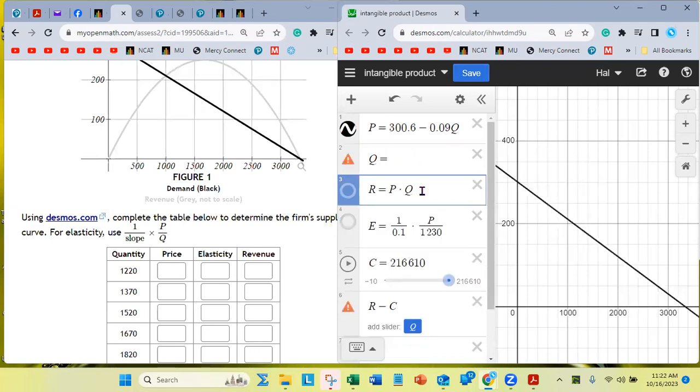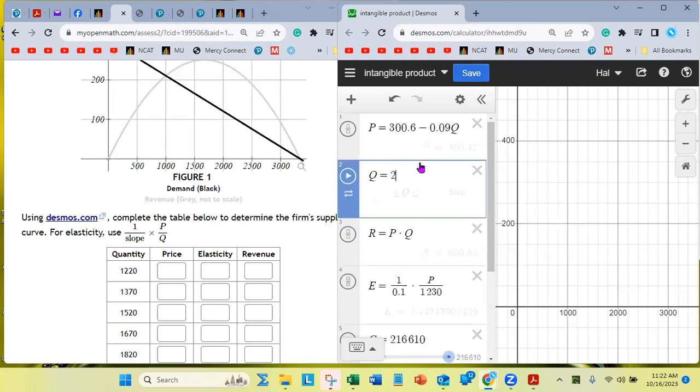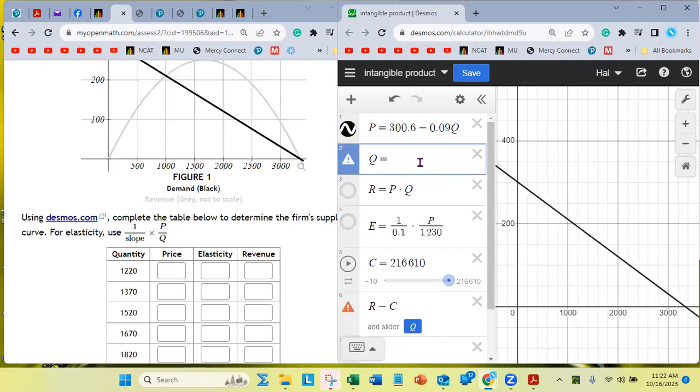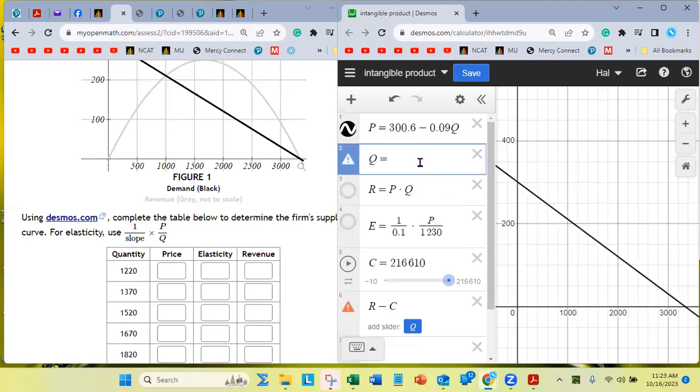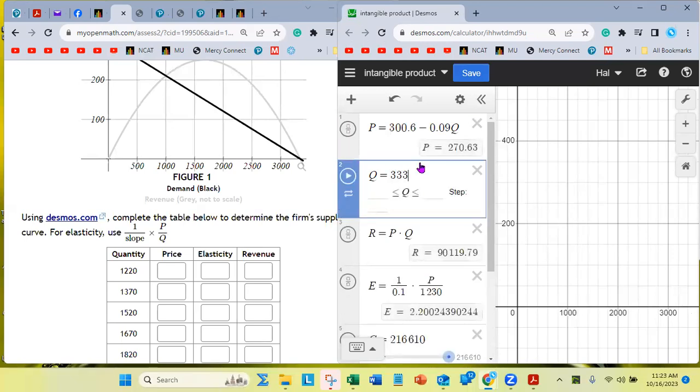If I change that to 2, notice that the prices come down. If I change that to, I don't know, 1,000, prices come down even further. If I change this quantity to 3,300, the price drops to $3.60, right? So the 3,300th person in line to buy this product is willing to only pay $3.60. All right. So that's how I get values along the demand curve.